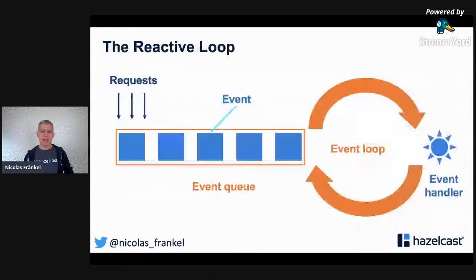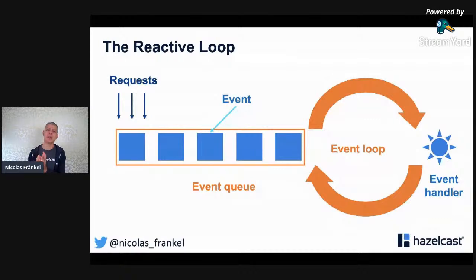So the idea is we are not talking about actors, we are just focusing on a single thing. When you receive a request, it's put in a queue, and you've got a single event loop that will handle the event and dispatch it to the event handler.